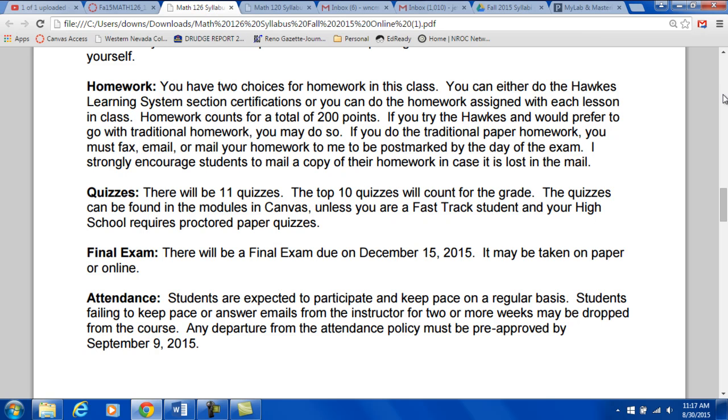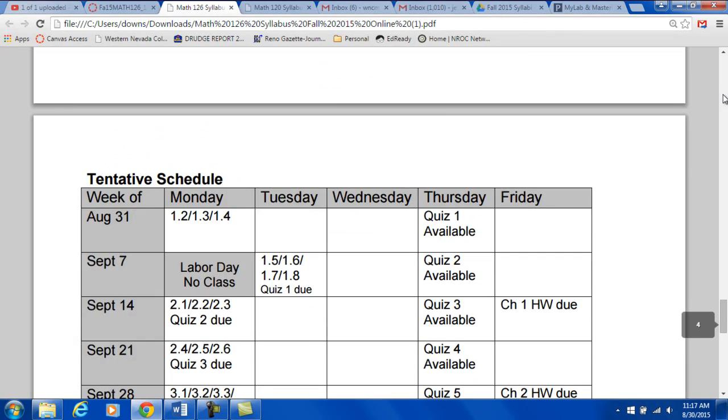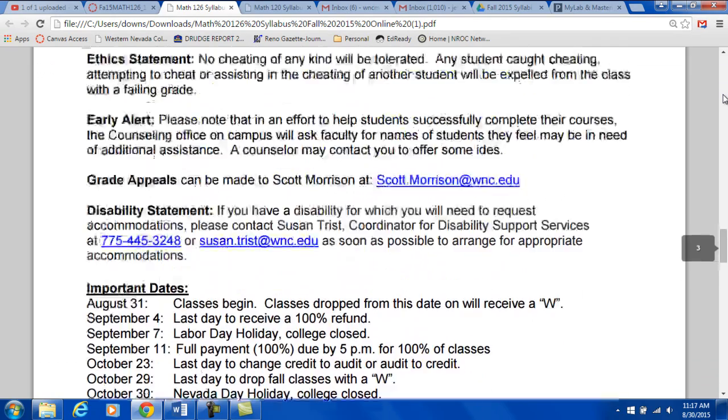Attendance, students are expected to participate and keep pace on a regular basis. Students failing to keep pace or answer emails from the instructor for 2 or more weeks may be dropped from the course with an F. Any departure from the attendance policy must be pre-approved by September 9th. Oops, went too far, too quickly. Okay.